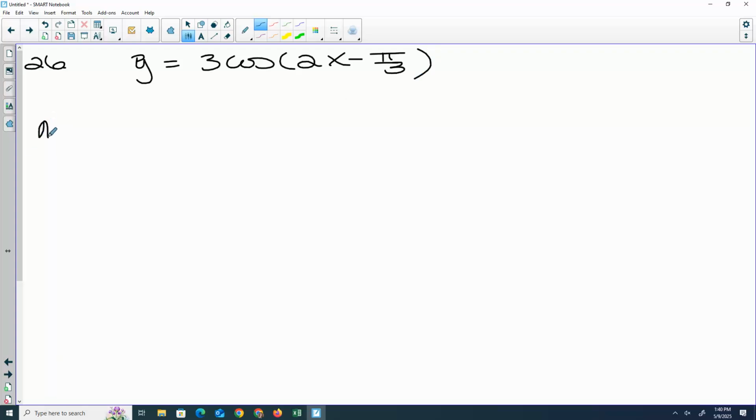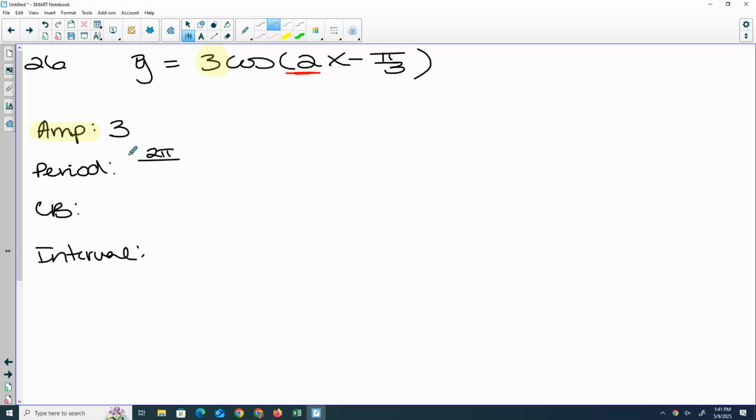So remember when we graphed, we had a series of things we went over: amplitude, period, count by, interval. Your amplitude is the number in front, so my amplitude is just 3. Period is your normal period, which for everything except tangent and cotangent is 2 pi. You have to go all the way around the circle before it repeats. Divided by the number in front of x, which is a 2. If we divide that, we get pi.